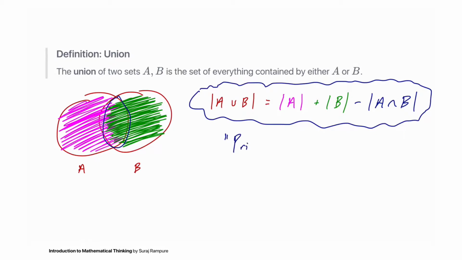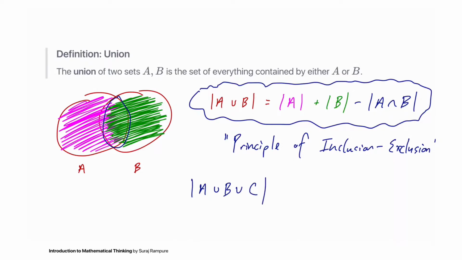This is also known as the principle of inclusion-exclusion. And if you're following along with this course at UC Berkeley, you'll see that we have a homework problem where you determine the cardinality of the union of three sets. But even if you're not following along, this is a cool problem to work out on your own.